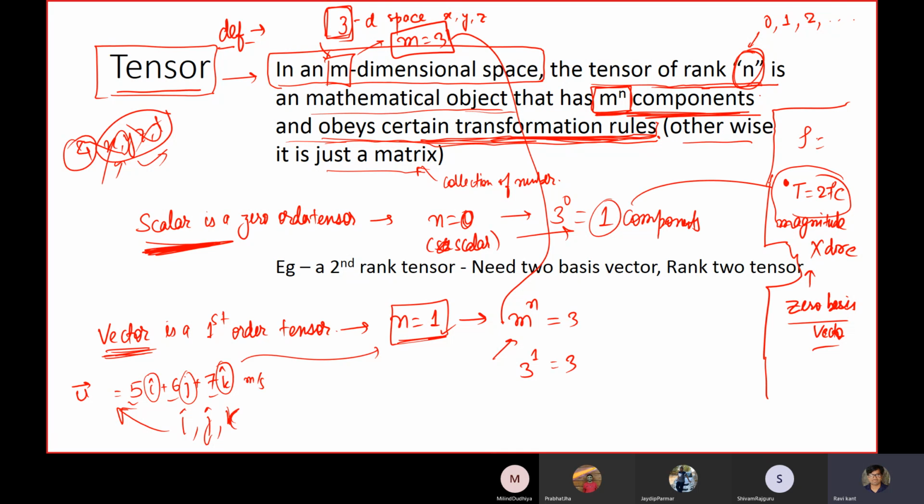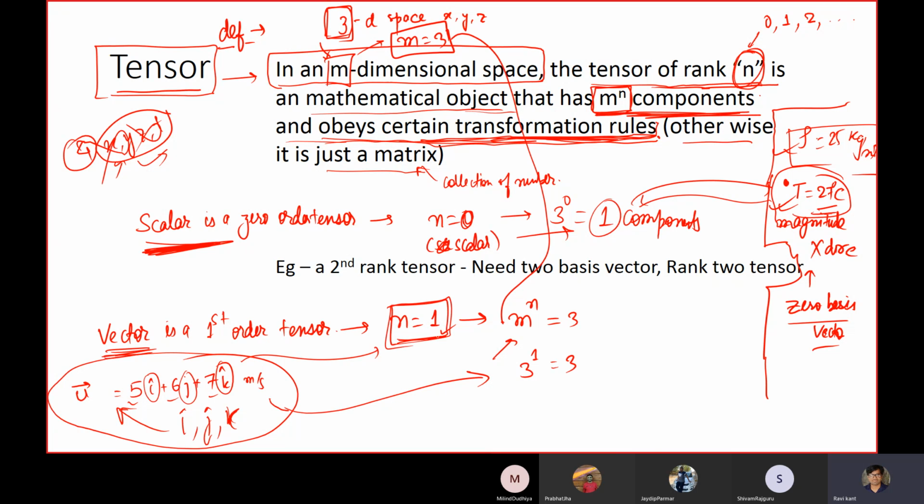And you can see it has only one component, that is 27 degrees C, or 25 kg per meter cube. Okay, it has only one component to completely specify this particular object. This temperature object can be specified completely by one component. This velocity vector is completely specified by three components, like this. And this is why m to the power n, when we do that, n comes out to be 1, and hence it is a first order tensor, and hence this is a zeroth order tensor.